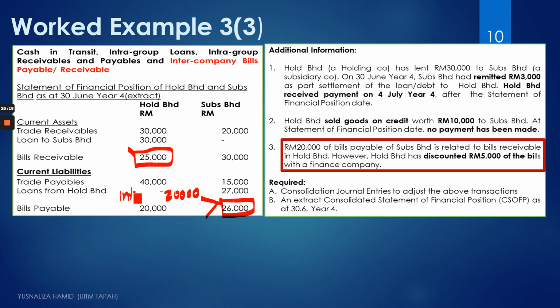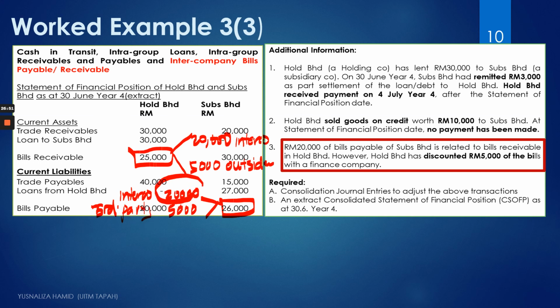So this is intercompany. Same goes here. Out of this 25,000, 20,000 is the intercompany transaction. 5,000 is the transaction with other parties or outsiders. I put here outsider, also known as the third party. So what do you need to cancel off? Do you need to cancel off 20,000? Not so fast. 20,000 is just the intercompany bills.